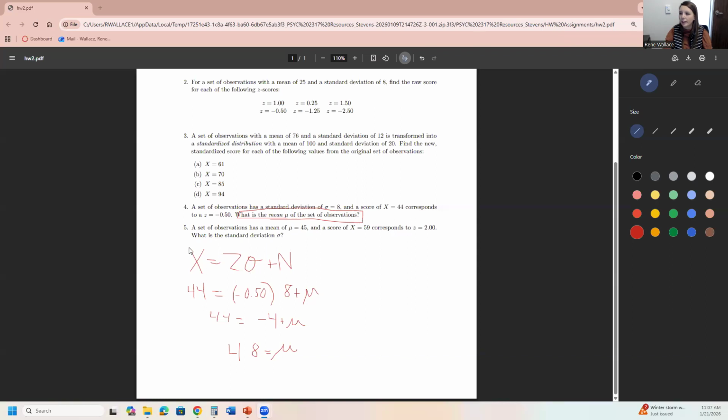Look, I was drawing. Here, x equals z times sigma plus mu. So we know here 44 equals z was negative 0.5 times 8 plus mu because our sigma was 8. So 44 equals negative 4 plus mu. So negative 4 plus mu equals 48 or equals 44. So must be 48.